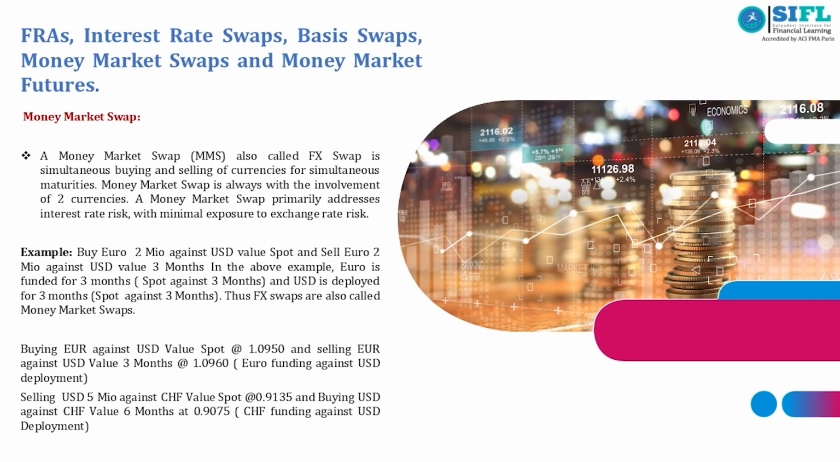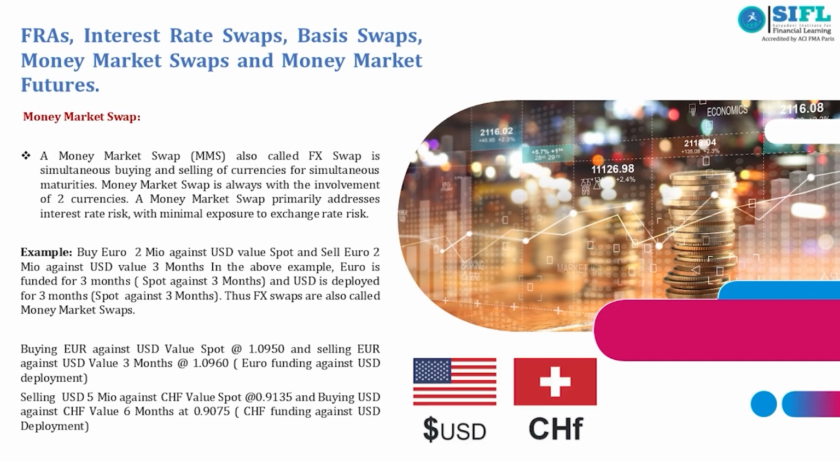We further understand it with the following 2 examples below with exchange rates. Buy euro against US dollar value spot at 1.0950, and sell euro against US dollar value 3 months at 1.0960. This swap represents euro being funded for 3 months while USD being deployed for 3 months. Similarly, selling $5 million against CHF value spot at 0.9135 and buying USD against CHF value 6 months at 0.9075, which represents CHF being funded for 6 months while USD being deployed for 6 months.